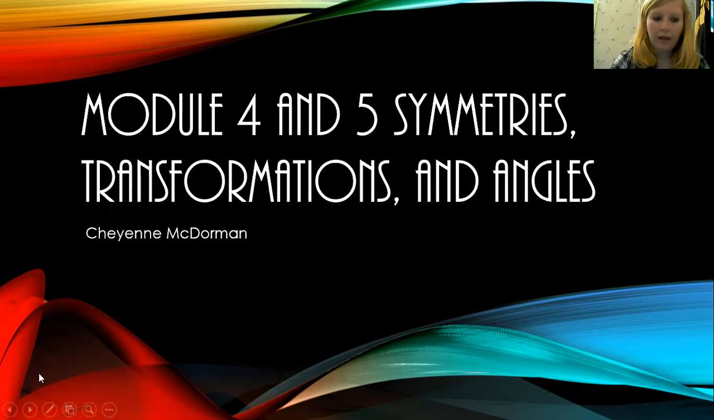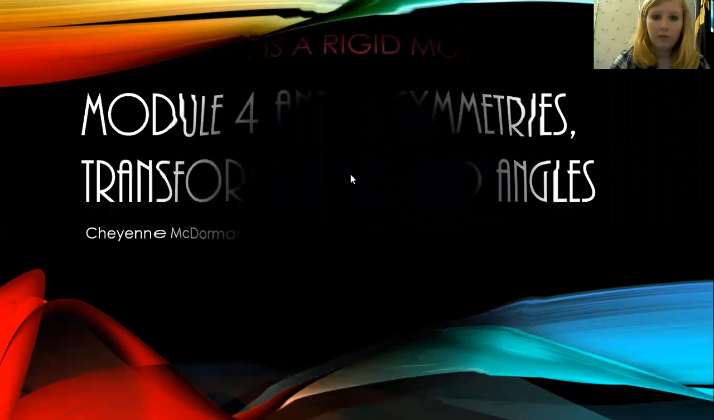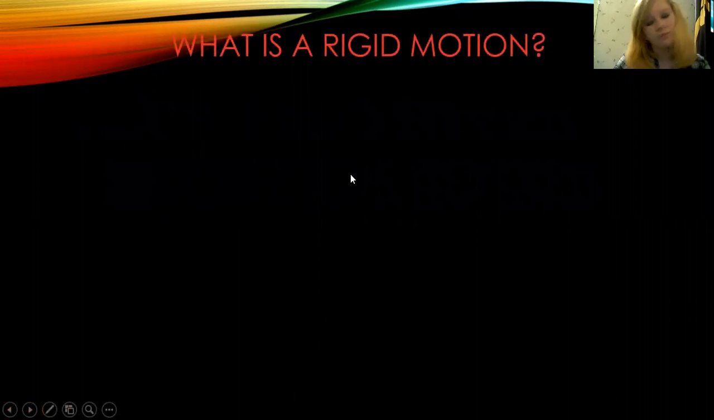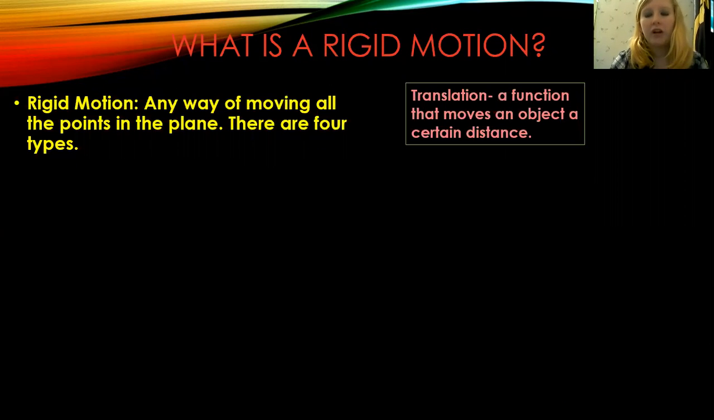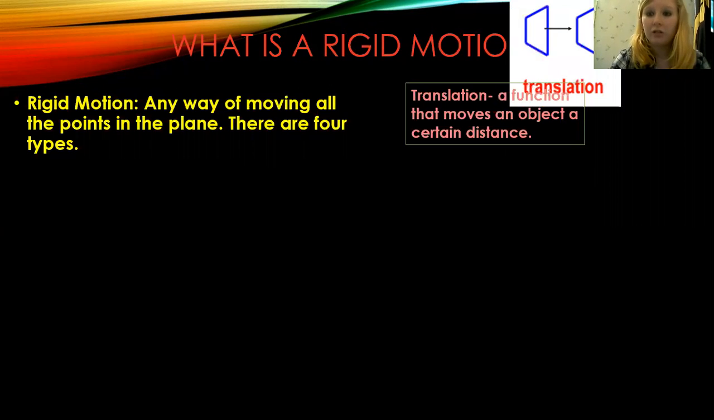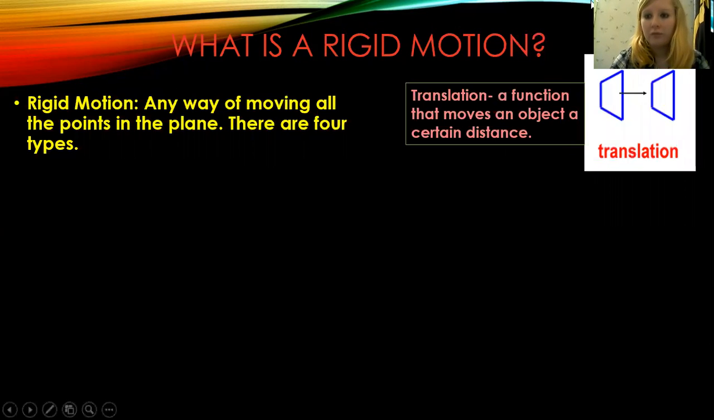First we're going to figure out what a rigid motion is. A rigid motion is any way of moving all the points in the plane. There are 4 types of rigid motion. The first type is translation, a function that moves an object a certain direction. In this picture, it shows a trapezoid being shifted or moved to the right.